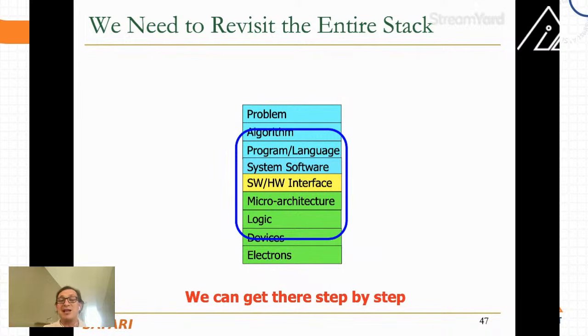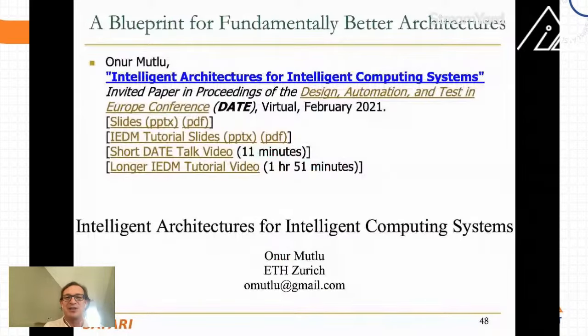Now, if you really want to actually revisit the system and make it completely intelligent, I believe you need to revisit the entire stack, the way we're designing our devices, architectures, as well as algorithms across the stack. But I believe we can get there step by step. So it's not a humongous task. Over time, I think we can get to this revisiting the entire stack more easily. So I'm going to give you some examples of how we can get there step by step in this talk as well. So if you're interested, this vision is outlined in this particular paper and some of the other papers that we've been writing.